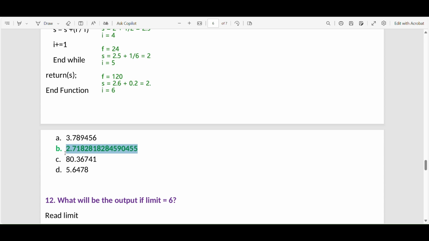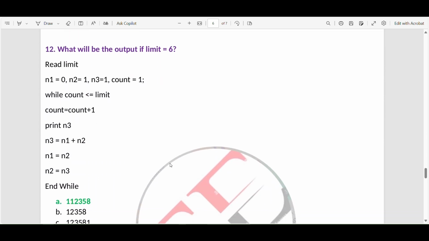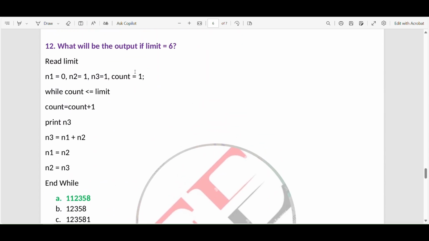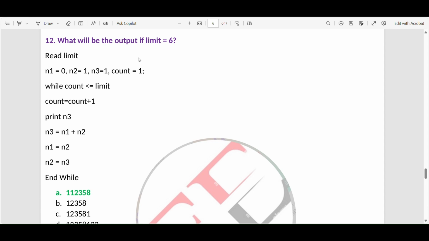So there is no need to see up to this. If you just know only two digits after the decimal point, it will be okay, because all the other options will be quite different. So if you know only the two digits after the decimal point, then it will be easy for you to calculate everything. So let's go to question number 12.